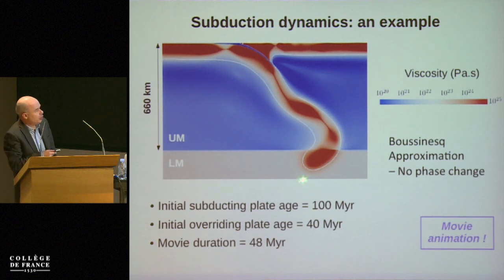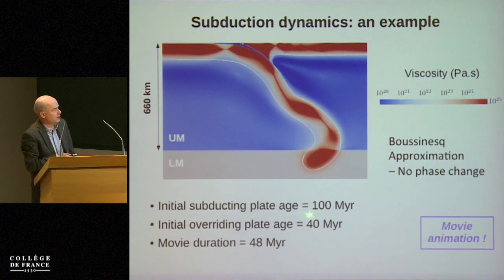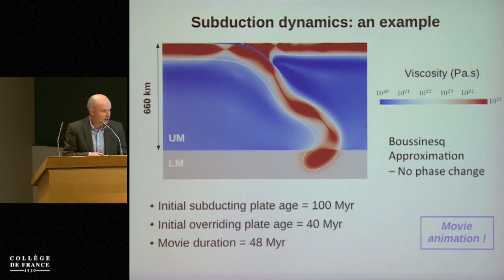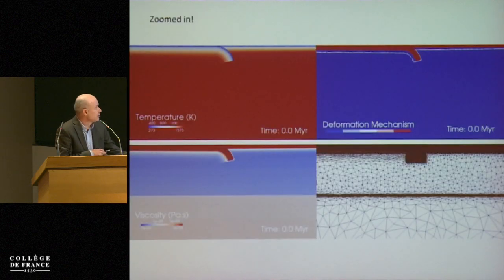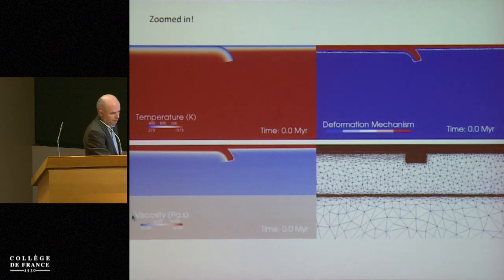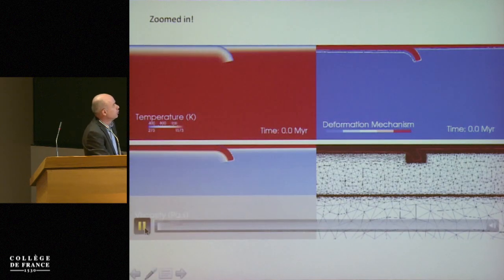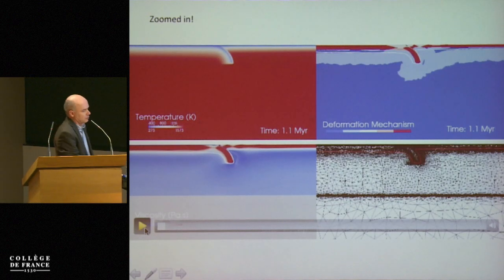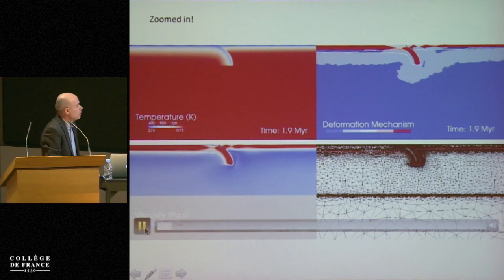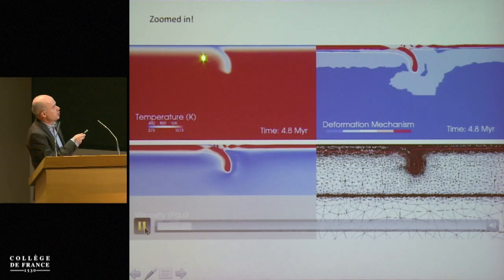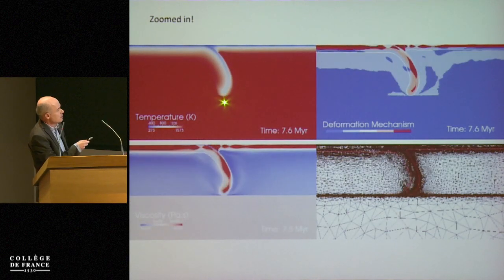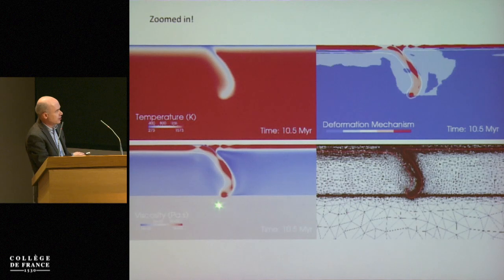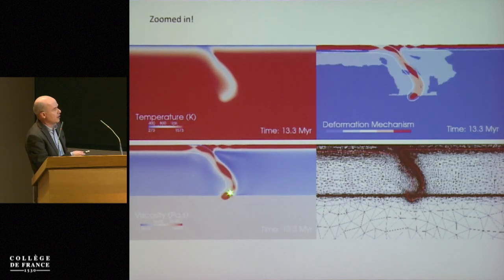And I'm now going to show you a case. It's in the Boussinesq approximation with no phase change, with an initial subducting plate age of 100 million years and an overriding plate age of 40 million years, to give you a sense of how this behaves. Okay. So you're going to see four views. Here's temperature, and you can see the slab starting to speed up. It slows down once it reaches the upper mantle, lower mantle boundary with a higher viscosity.